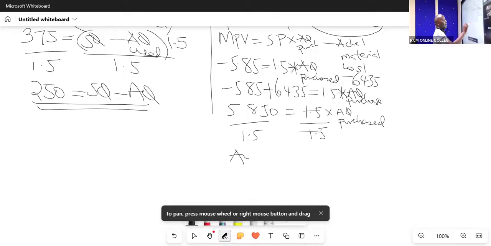So AQ purchased will be equal to 5850 divided by 1.5, which will end up giving me what figure? 3,900. Is that okay?